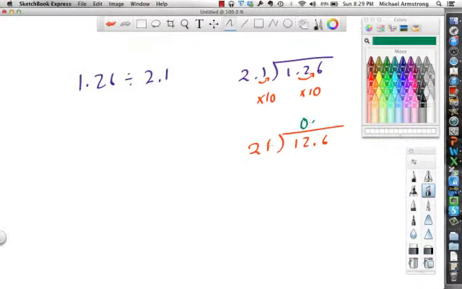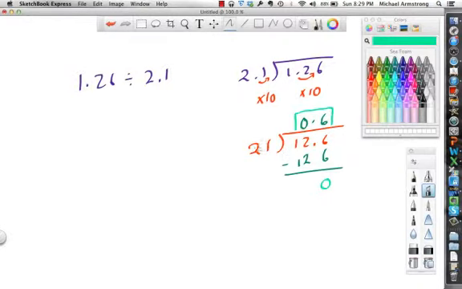And then we have to estimate or guesstimate how many times 21 goes into 126. I'm guessing it's going to be 6 times. 2 times 6 is 12, so we're going to put a 6 here. 6 times 1 is 6. It's looking pretty good. 6 times 2 is 12. And then when I subtract, I get 0. So there's 0 remainder, and the quotient is 0.6, 6 tenths.